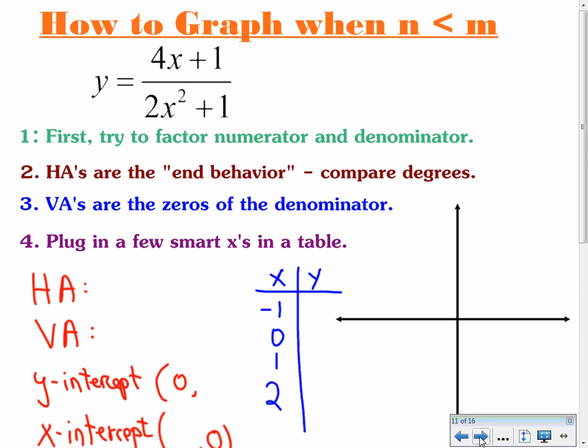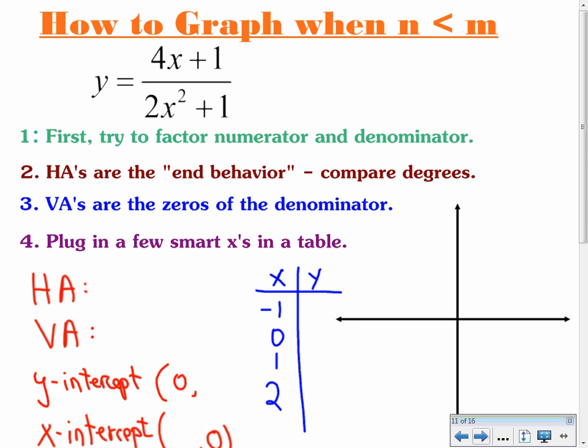So here is an example where the numerator degree is 1, and the denominator degree is 2. So they're not equivalent. And what that means, what it does to a graph, has mostly to do with the horizontal asymptote. So let's get to that in a moment. But first, let's try to factor the numerator and denominator. And in this case, you're not going to have any success, not over the real numbers. So there's no factoring to be done.